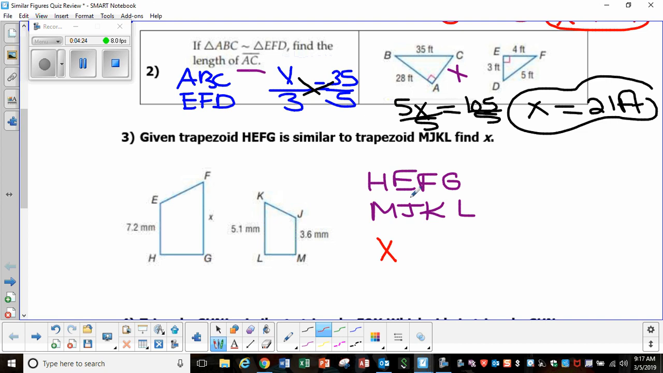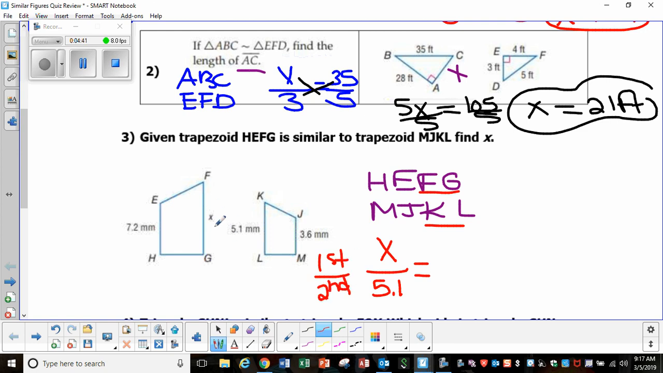So X is FG. If you look here, X is FG. So FG corresponds with KL. So KL is 5.1, setting up a proportion. And I'm going to go back to the first figure. So that's your verbal model that you could use, first over second.